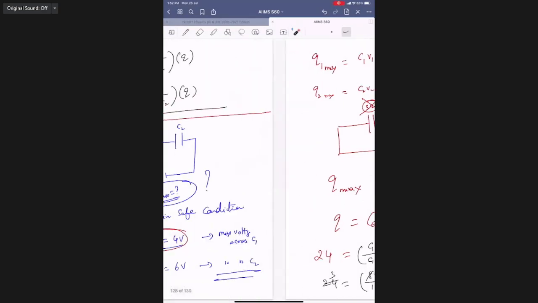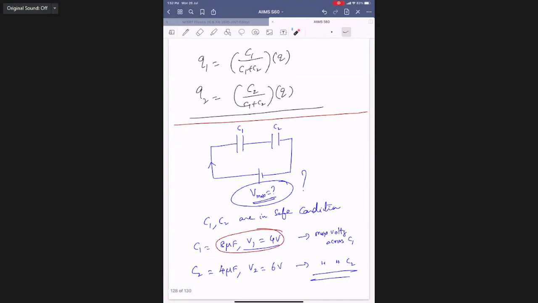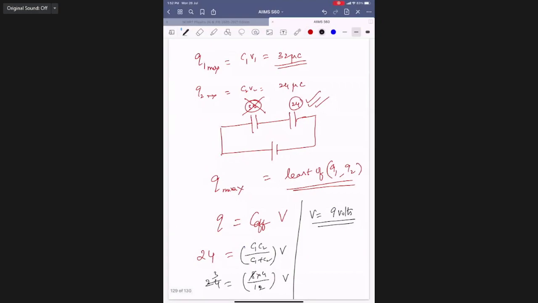Everybody done this one? One minute, sir. Done this, everybody? Done, sir. This page? One minute, sir. Done, everybody? One minute.